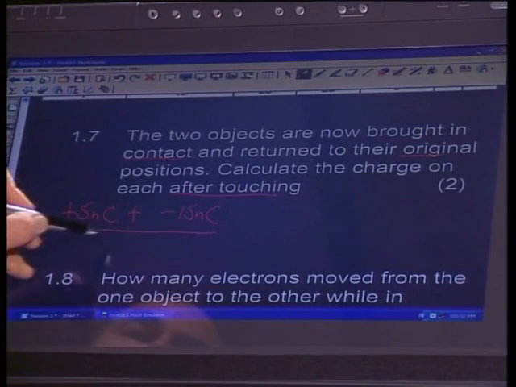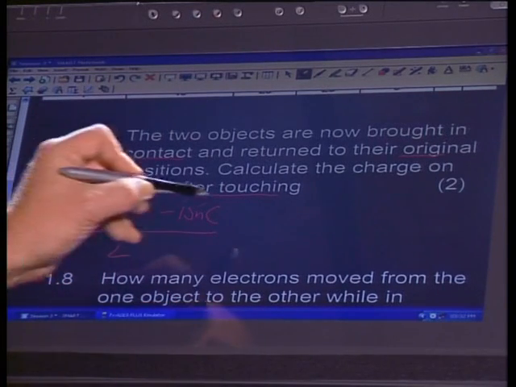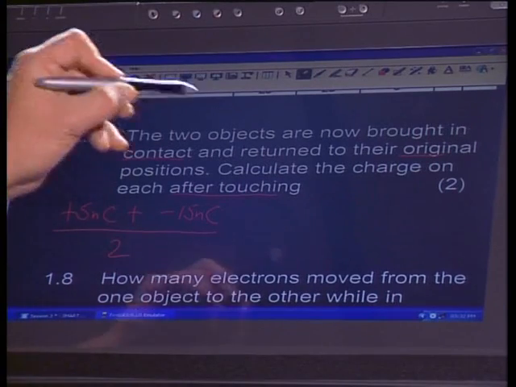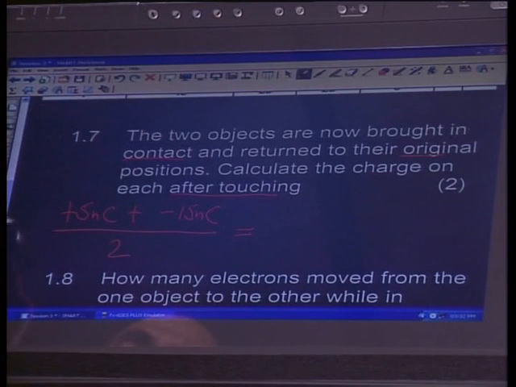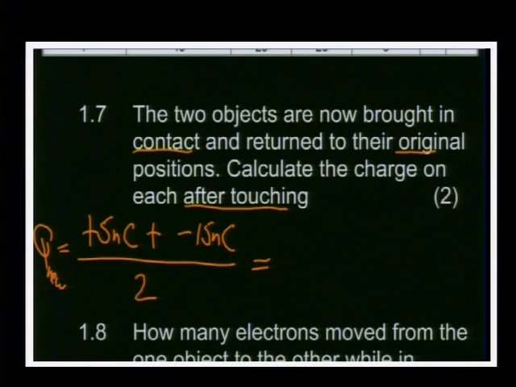The easiest way to show that is to take those two charges, add them together, and divide by 2. So the formula is Q1 plus Q2 divided by 2, which will give you the average charge. That's what's happening. We want to find the new charge, Q new, and we add the two charges together. Plus 5 plus minus 15 gives us minus 10, divided by 2 gives us minus 5 nanocoulombs. So on each of the charges, there will now be a charge of minus 5 nanocoulombs.